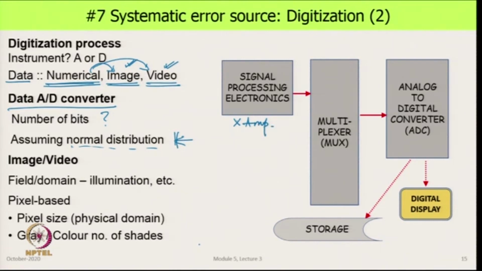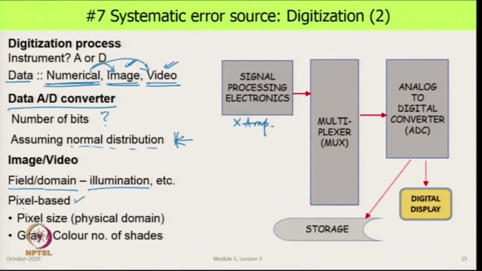In the case of image and video, there are many other issues that affect the picture. If you have used a camera any time, you will see how all of those get affected. One is the field of the domain itself, what is the size of it, how much is it in focus, and what is the illumination on it. The same object in low light versus bright light looks very different, and the digital image does very different things.